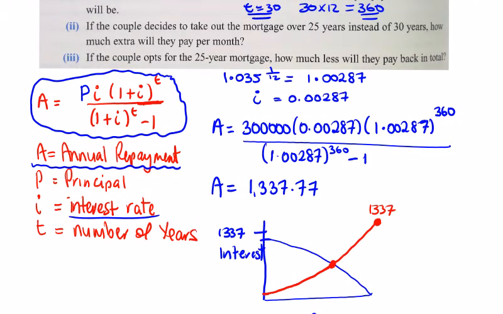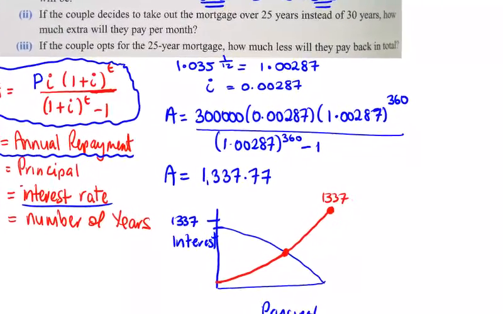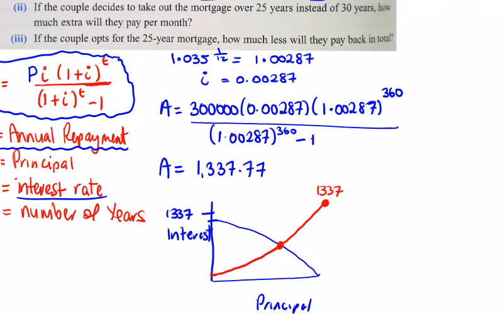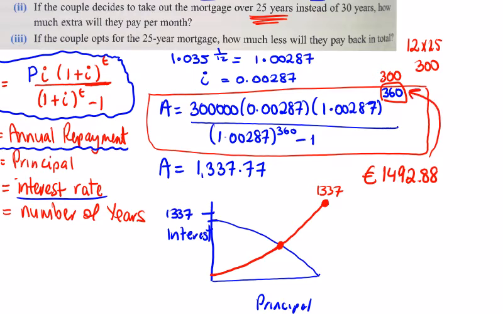If they take the mortgage out over 25 instead of 30 years, well, we can just change a number in the formula here. Nothing else is going to change. So you go back to your calculator, write this whole thing out again, and instead of having 12 by 30, we have 12 by 25, which is 300. So change this to 300. That's giving me 1492.88 for my 25 years. Just changing that 360 to 300. Which extra is that? 1337, another 155 euros approximately.